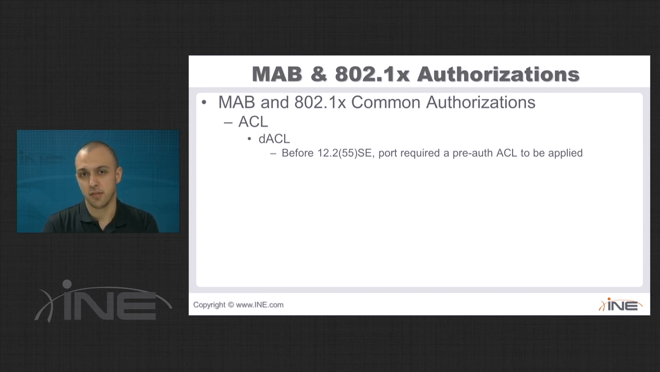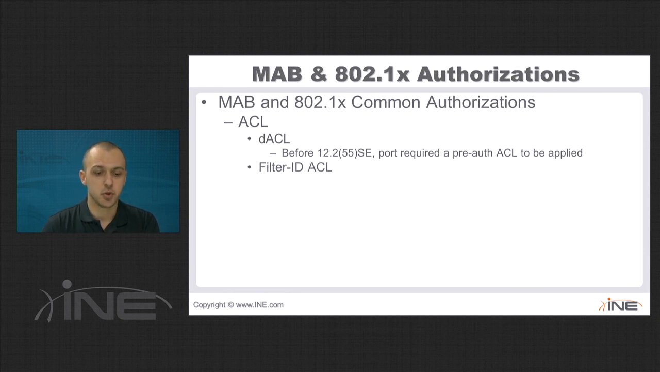So if the switch does not have a pre-authentication access list applied on the port, then when it receives the DACL from ISE, it will not be able to enforce or apply that, which means that, again, the authorization will fail, so the client will be denied access to the network. So depending on the switch code version you're running, you need to be careful with this functionality.